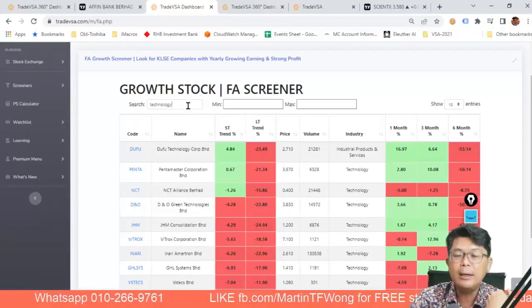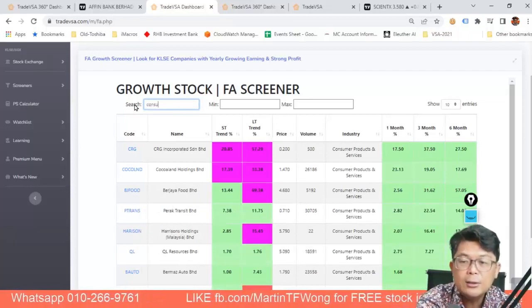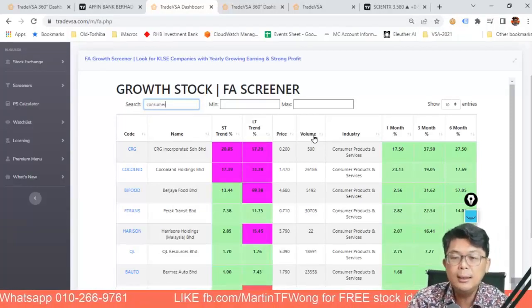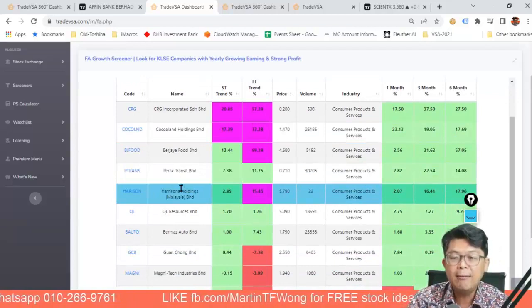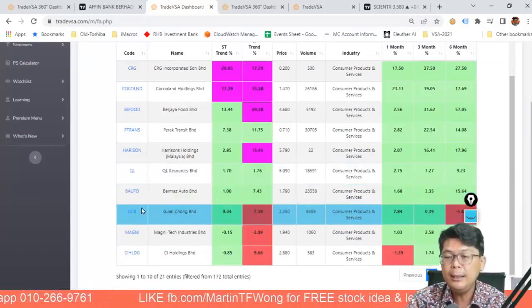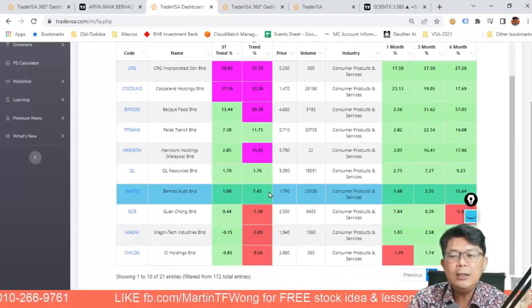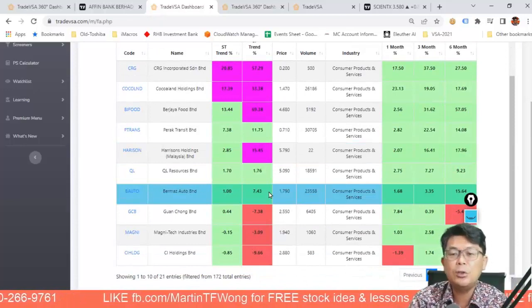So this is DUFU. Let's look at, maybe we are looking for consumer. Okay, let's look at consumer. Yes, consumer. We have P Trans, Harrison, QL. Then remember QL, B Auto, GCB, right? Magni and CIDC. Okay, so some of these stocks you may have preference for, some of these stocks you don't have any preference.